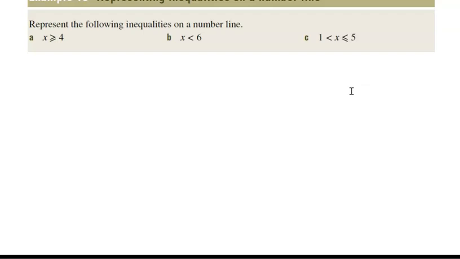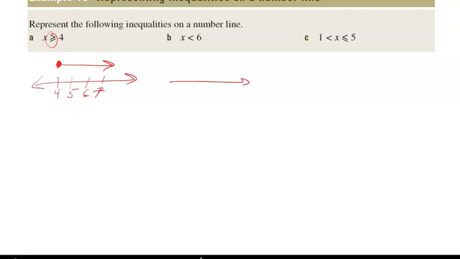So represent the following on the number line. x is greater than or equal to 4. So we'll draw a number line. Greater than or equal to 4. So I'm thinking we'll put 4, 5, 6, and so on. If it is greater than or equal to, that means that we're going to include 4, and x, whatever it is, is going to be greater than. So x has the option of being 4, otherwise it's going to be greater than.